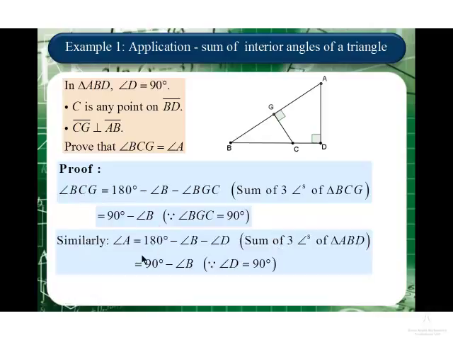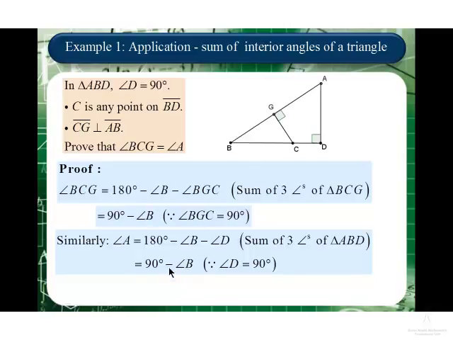Similarly, we have that angle A in triangle ABD is also equal to 180 degrees minus angle B and minus angle D. The sum of the three interior angles of triangle ABD is also 180 degrees. And we know at D we have a right angle or a 90 degree angle. So clearly the angle A can just be expressed then as 90 degrees minus the angle B.